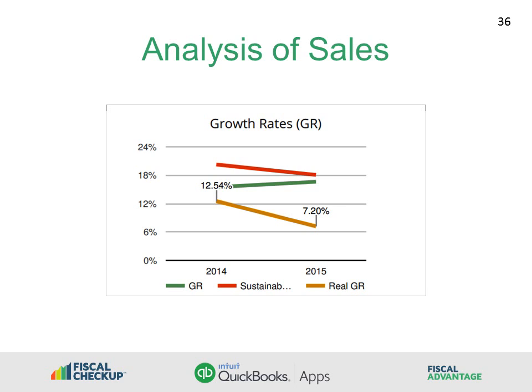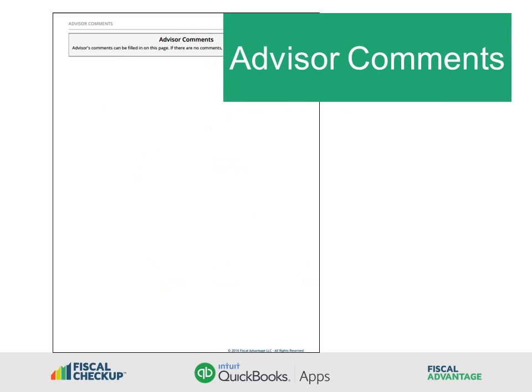The red line on this graph shows the growth rate that can be sustained based on the assets and margins of this company. For each report, there's the ability for the user or business advisor to add comments. If any were entered, they are listed on this final page of the report.